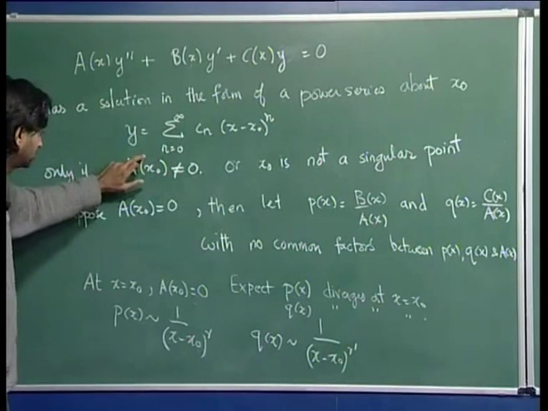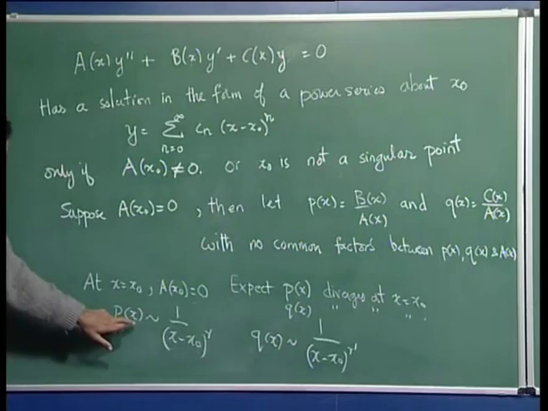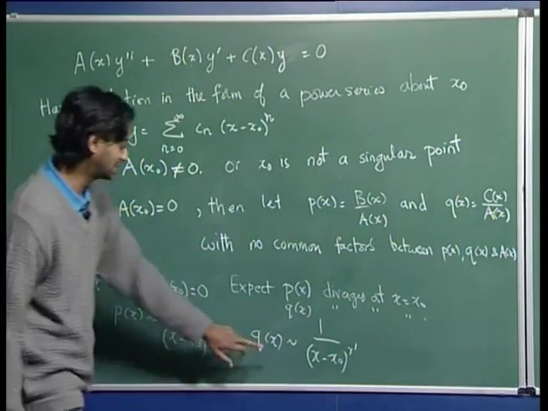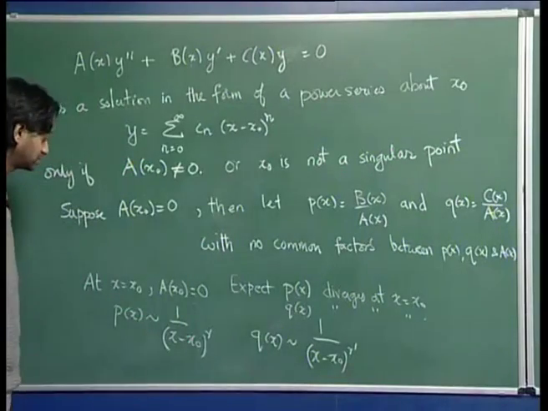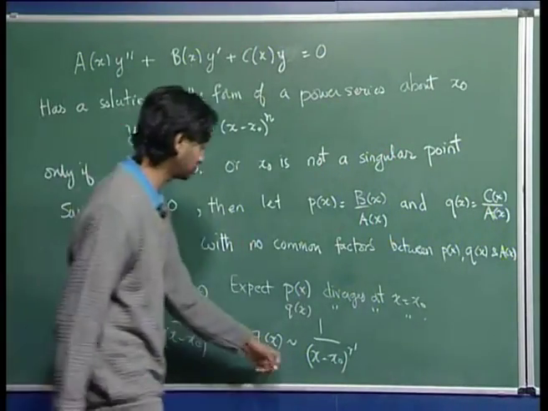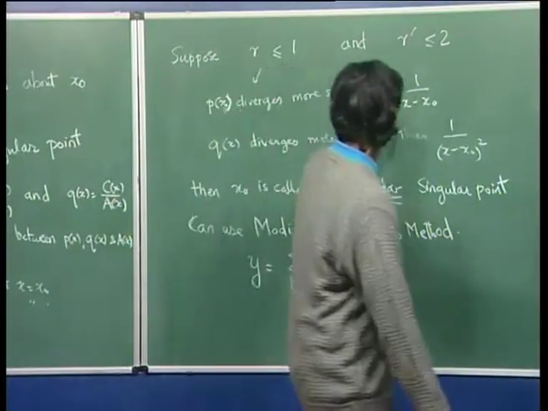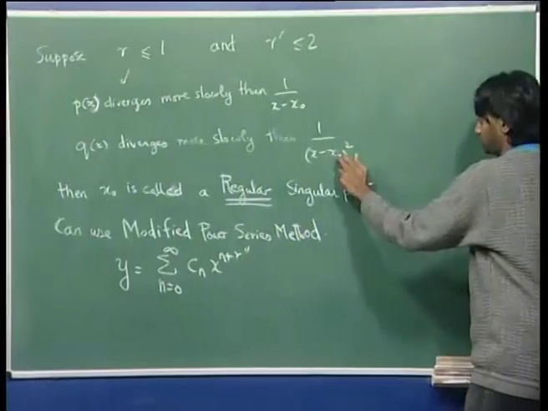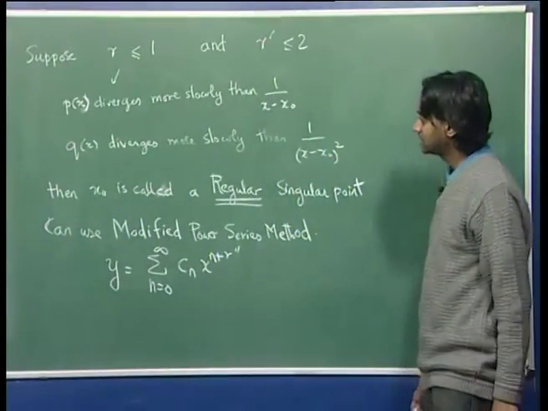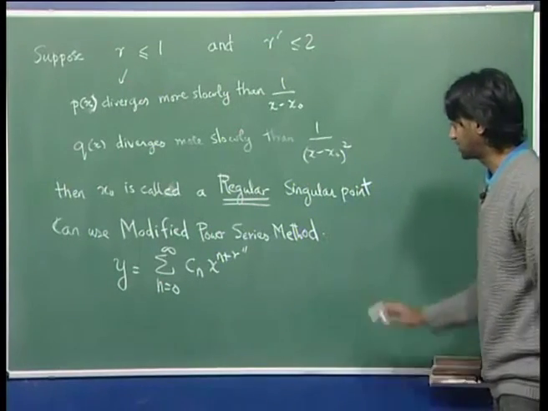But since you are not able to use this, what you said is we'll look at the nature of the singular point. Okay, in order to see the nature of the singular point, you have to see what is the divergence of p of x, what is the divergence of q of x. Okay, so if this divergence is slower than 1 over x minus x 0, and similarly this divergence is slower than 1 over x minus x 0 squared, then x equal to x 0 is called a regular singular point, and we can use the modified power series method.